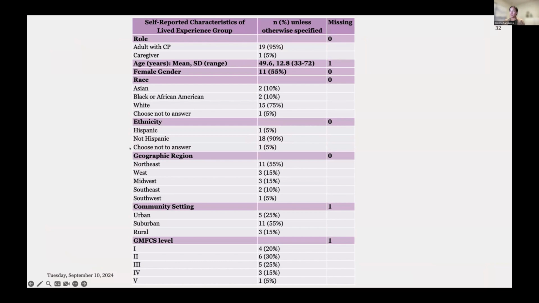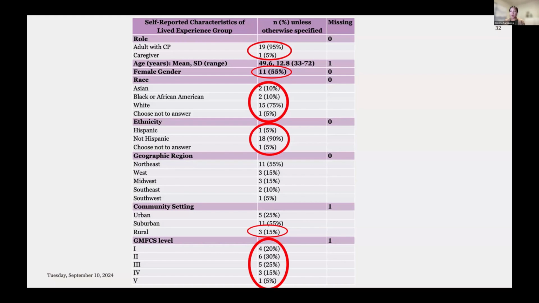This group was majority adults with CP. We had one caregiver participate. We also had about even male and female gender participate. The participants were majority white, but we did recruit from a few other racial backgrounds, and participants were also majority not Hispanic. We did succeed in recruiting several participants from rural backgrounds and communities, which was helpful to make sure we captured that perspective. And we did get a fairly good variety or spread of the Gross Motor Function Classification System level.